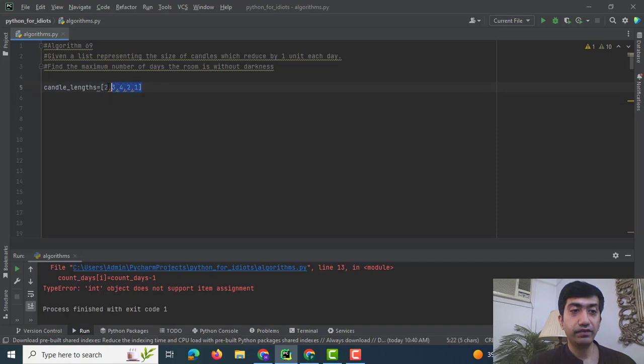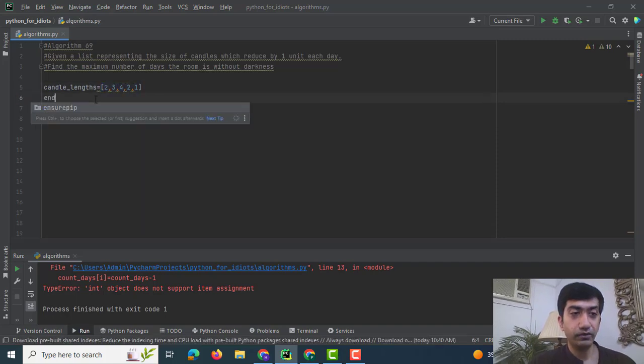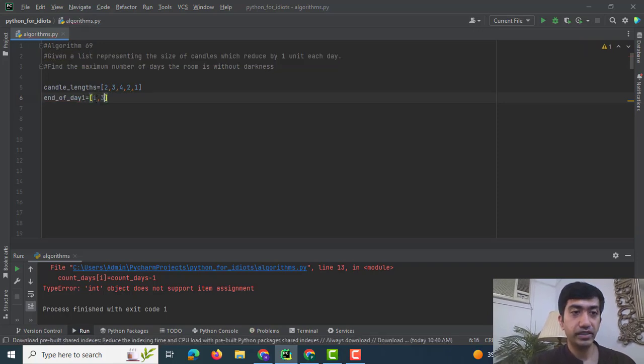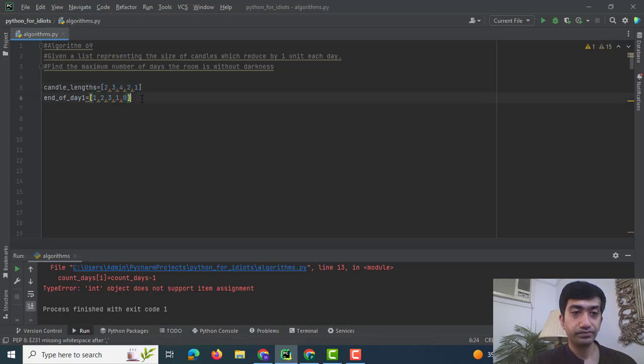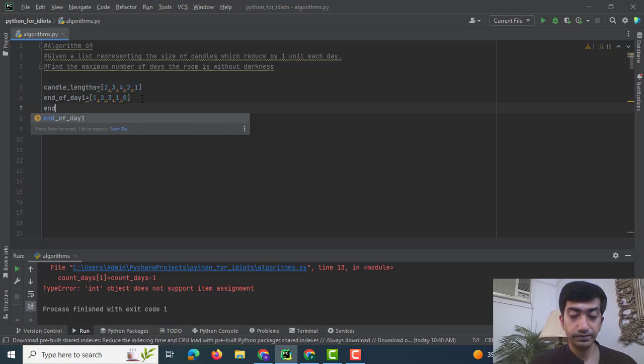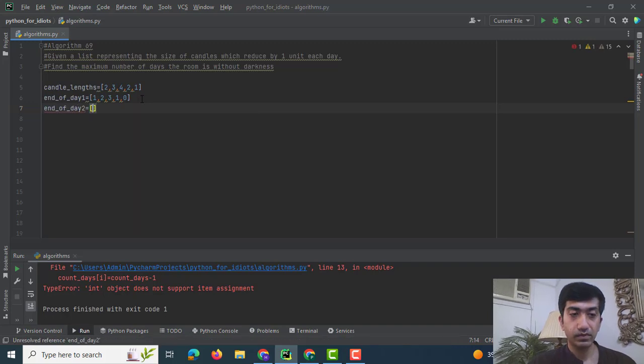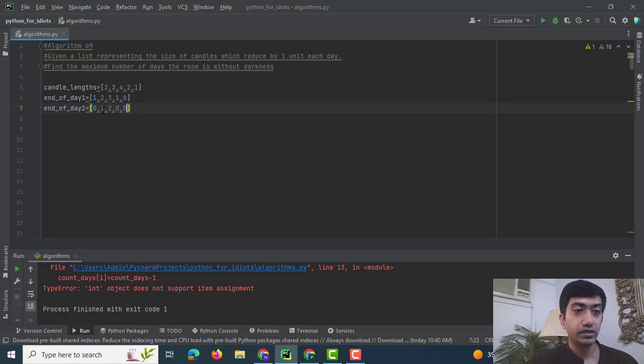So this is the state of candles at day 1. At the end of day 1 it would be 1, 2, 3, 1, 0. So at the end of day 1 the last candle has extinguished. At the end of day 2 the list would be 0, 1, 2, 0, 0. So at the end of day 2 the first candle and the second last candle have now become extinguished.